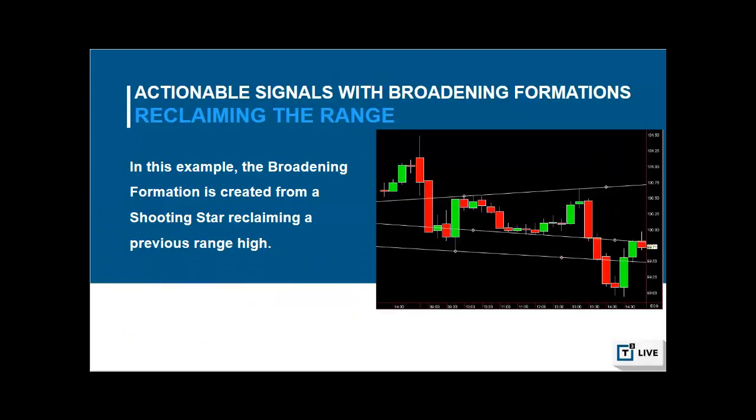So if we go here, in this example, the broadening formation is created from a shooting star reclaiming a previous range. How can we identify that? Well, we can look here. First of all, you have an outside bar here, right? And there's a fractal triangle in itself. But in here, we're just going to see the slight higher high, the slight lower low. We go to the higher high and take out this previous range. Then we get the shooting star. At that point, if this price discovery is being rejected, we get the shooting star that then takes out this here, expands this range, 1, 2, 3, 4, right? And has an outside bar back here, a fractal triangle, that also came back in to expand that range. Boom.